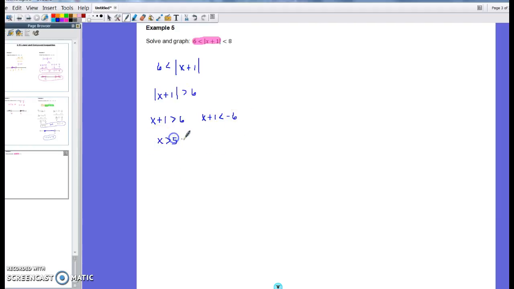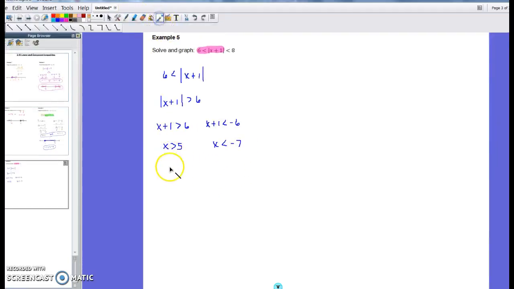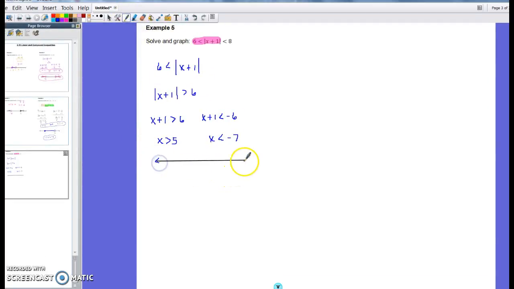So when I solve these, I get x is greater than 5, and here I get x is less than -7, right? Because I'm subtracting 1 from both sides. So if I were to put that on a number line, that would give me -7 and 5. I'm greater than 5, and I am less than -7. So that's one part of it.